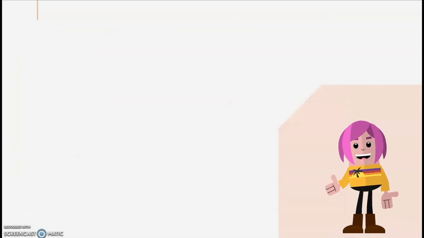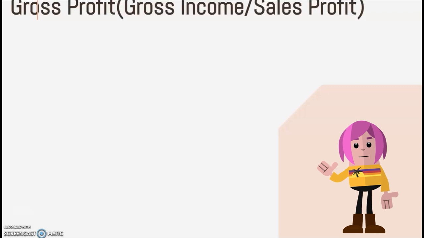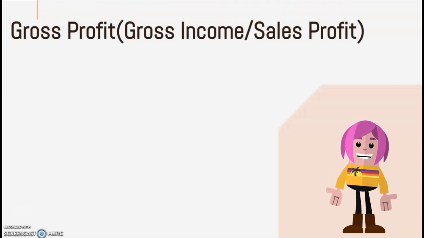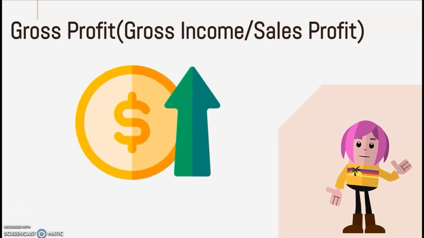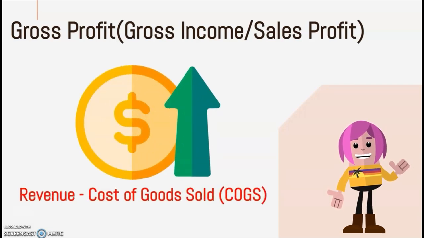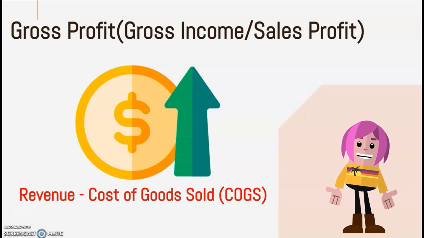Now let's look at the different types of profit. Gross profit, or gross income or sales profit, represents the income or profit remaining after the production costs have been subtracted from revenue, or costs of goods sold.